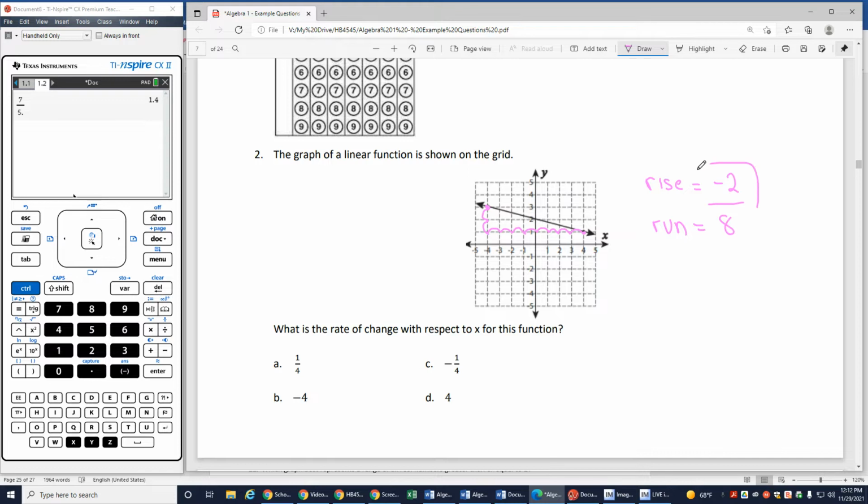So my slope is -2/8, but I want to reduce that. What's kind of neat about the calculator is if you're not good at reducing, your calculator is. As long as you put the right numbers in, it's going to reduce it for you and say, oh, that's -1/4. My answer is C. Let's look at number 3.